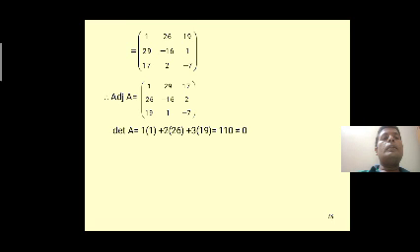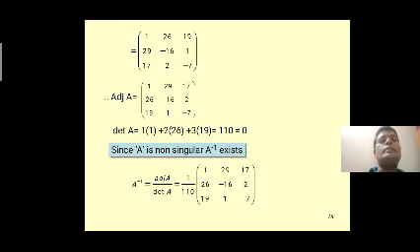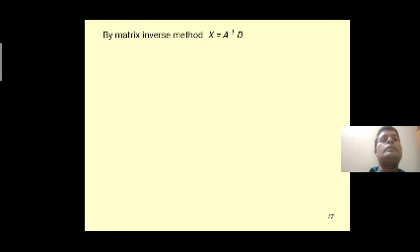We get the determinant of A, that is 110, not equal to 0. Since A is non-singular, A inverse exists. So we write A inverse equal adjoint A by determinant of A, 1 by 110, with the adjoint matrix. By the matrix inversion method, we know that X equal A inverse into B, or D, the constant values.